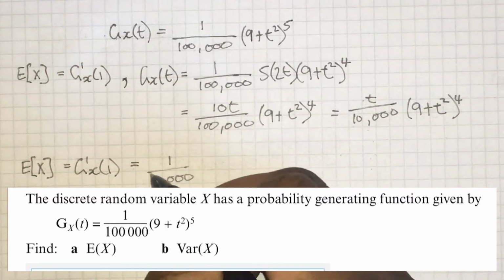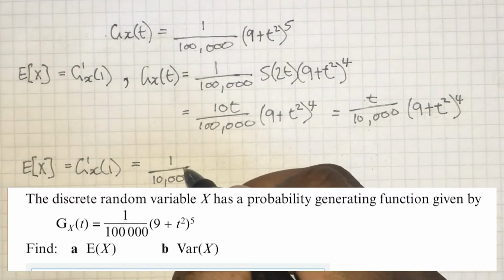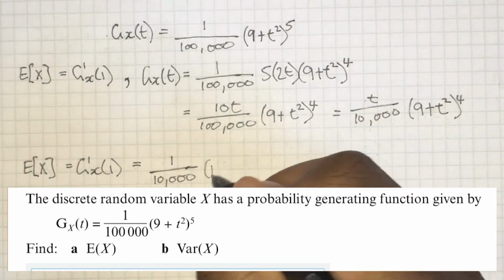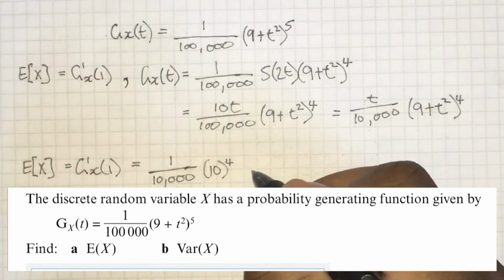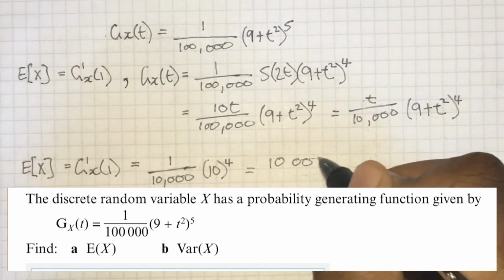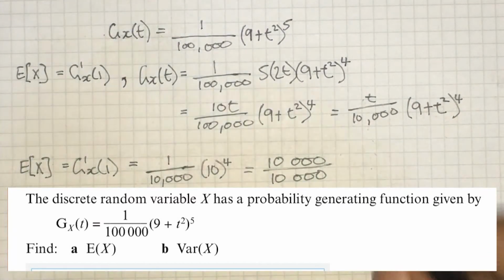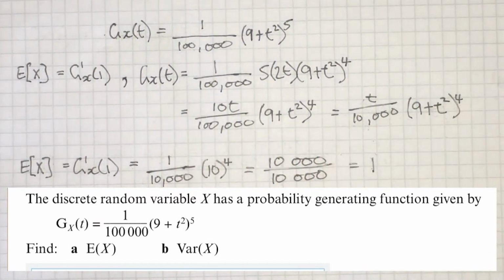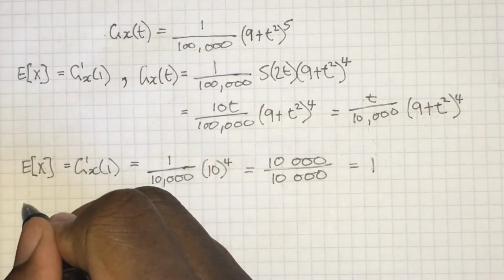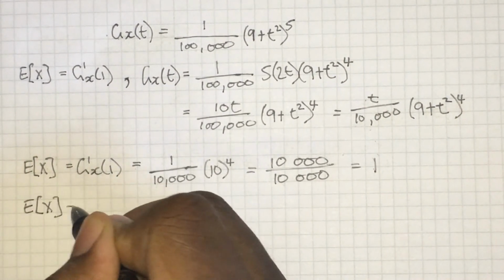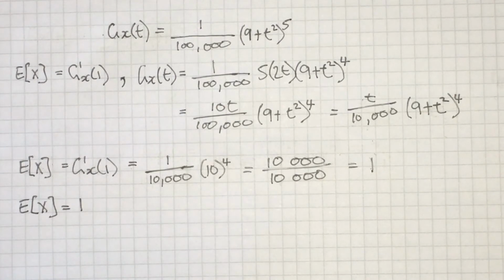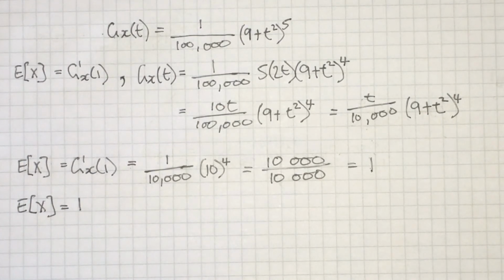So when we substitute in 1, we get 1 over 10,000, and we get 10 to the power of 4. Okay, this is actually looking quite nice, because 10 to the power of 4 is 10,000. So 10,000 over 10,000, numerator and denominator match, this is 1. The expectation of x, the expectation of this probability generating function is 1.